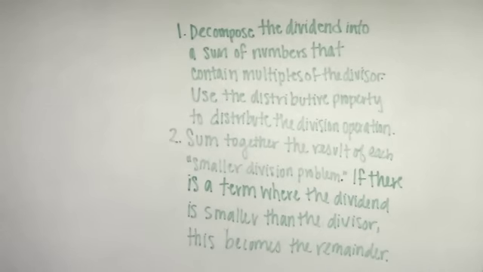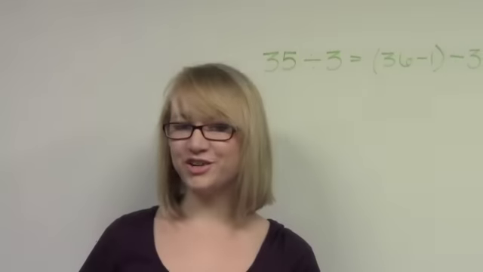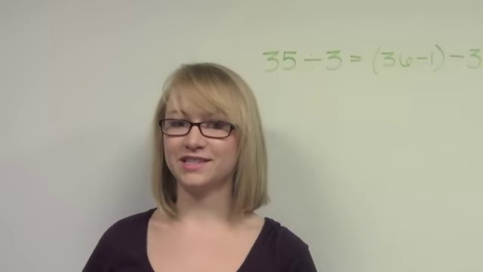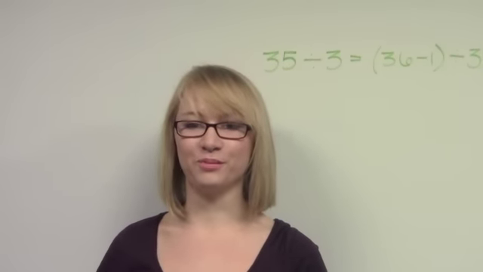First, we decompose the dividend into a sum of smaller numbers that contain multiples of the divisor. Using the distributive property, we distribute the division operation. Then, sum together the result of each smaller division problem. If there is a term where the dividend is smaller than the divisor, such as 2 divided by 3, this becomes your remainder.